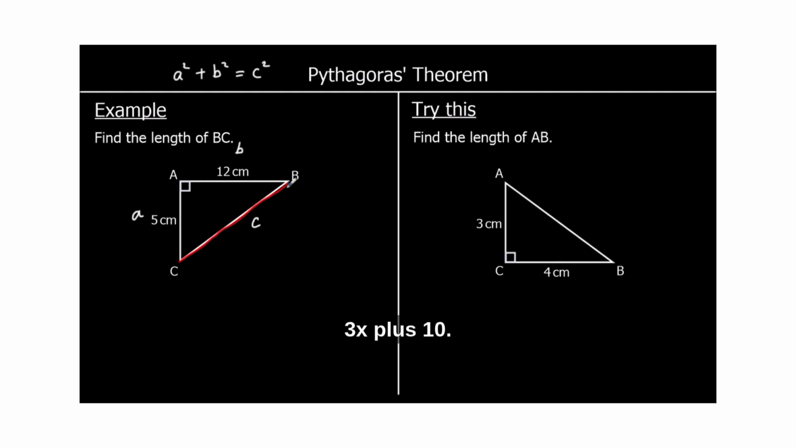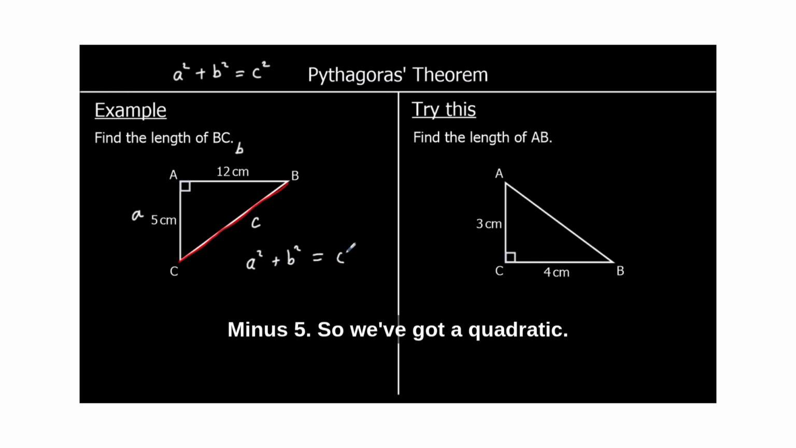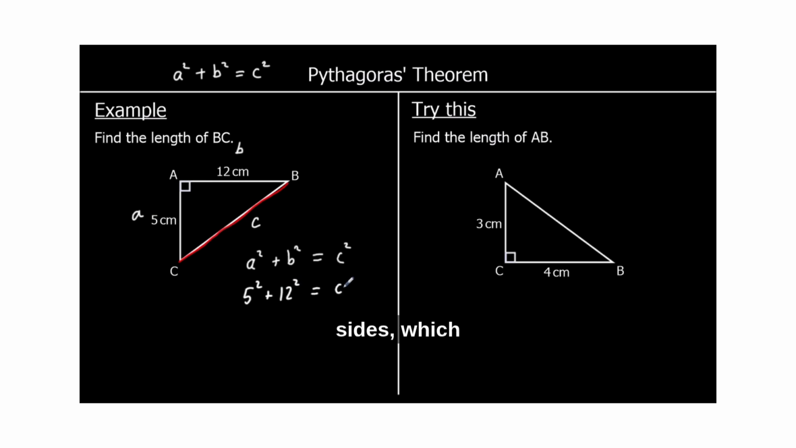So we're finding the longest side of this triangle, and we know that a squared plus b squared equals c squared in any right angle triangle. So we know that a squared plus b squared is equal to c squared. That means that 5 squared plus 12 squared must be equal to the longest side squared.